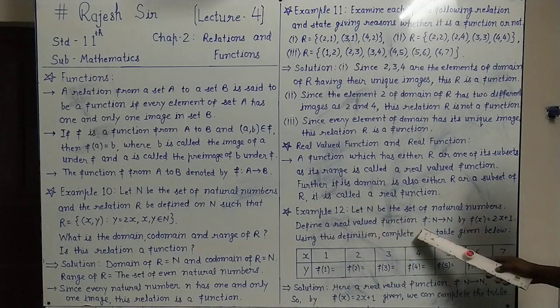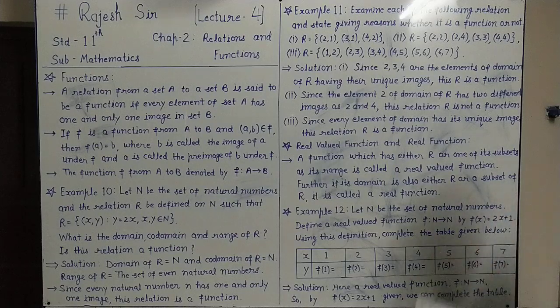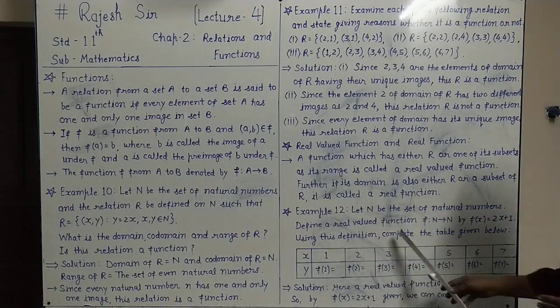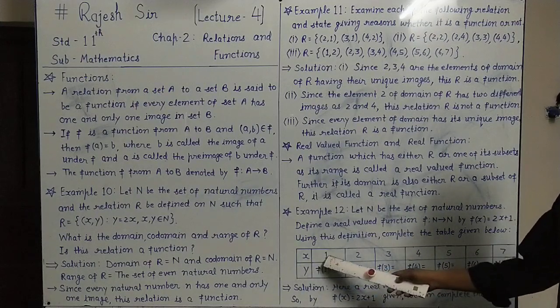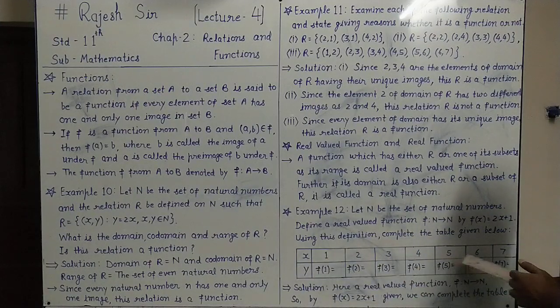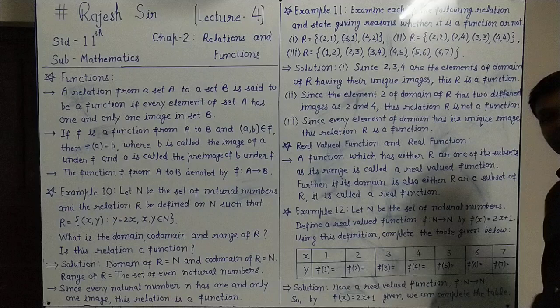This is the definition. Related to it, example 12: let N be the set of natural numbers. Define a real valued function f from N to N by f(x) = 2x + 1. Using this definition, complete the table given below. Here the x values, that is the domain, are given as 1, 2, 3, 4, 5, 6, 7, and y, the value of the function, f(1), f(2), f(3), f(4), f(5), f(6), f(7), we want to find, and complete the table.